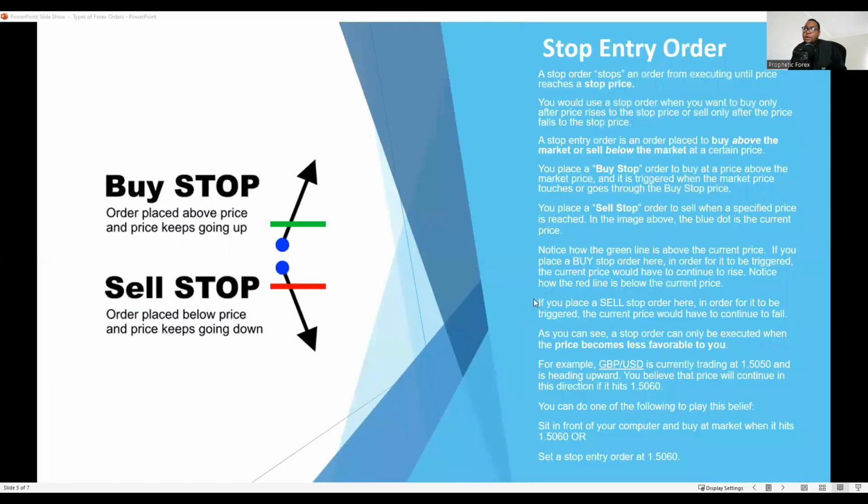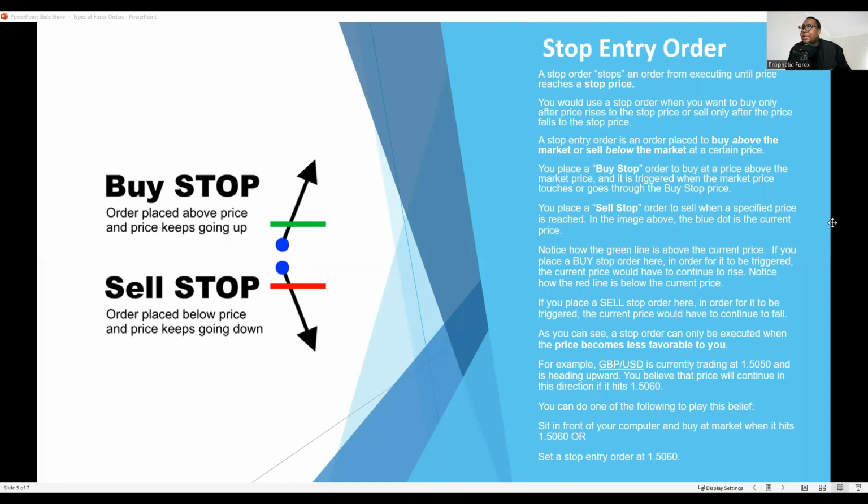So now we want to talk about what we call a stop entry order. Then we'll talk about stop losses and other stuff right after. So we have what we call stop entry orders. Now, don't confuse it with stop loss. Okay, so a stop order, or stops, is an order that prevents execution until the price reaches a stop price. For example, you would use a stop order when you want to buy only after the price reaches the stop price, or sell only after the price falls to the stop price.